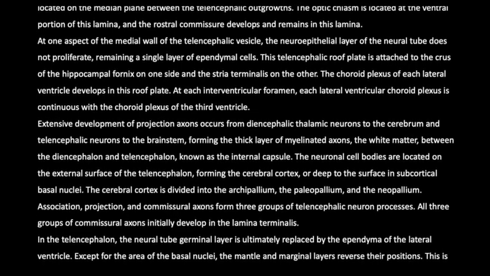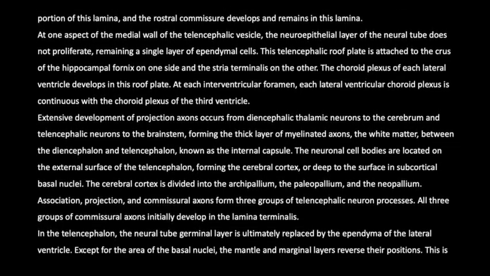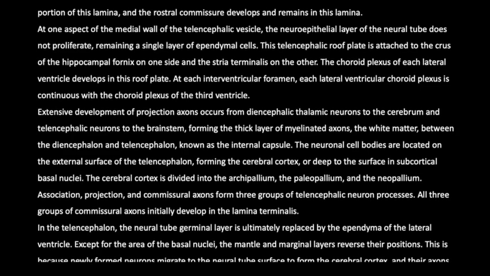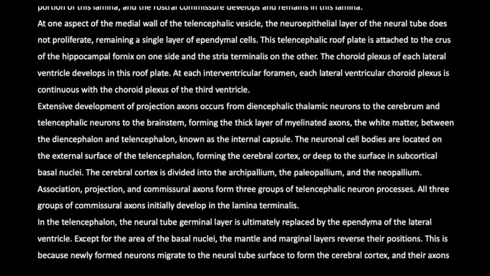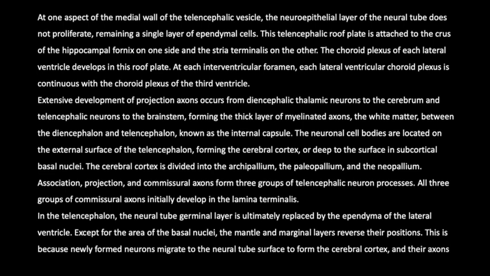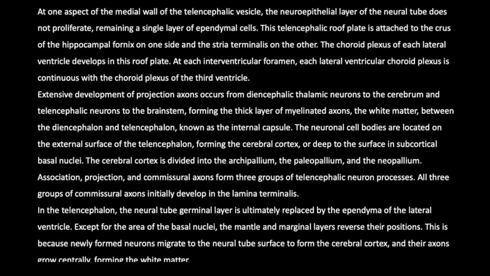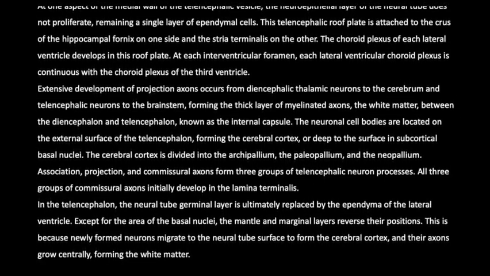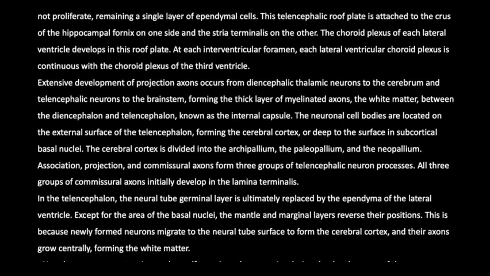neural tube does not proliferate, remaining a single layer of ependymal cells. This telencephalic roof plate is attached to the crus of the hippocampal fornix on one side and the stria terminalis on the other. The choroid plexus of each lateral ventricle develops in this roof plate.